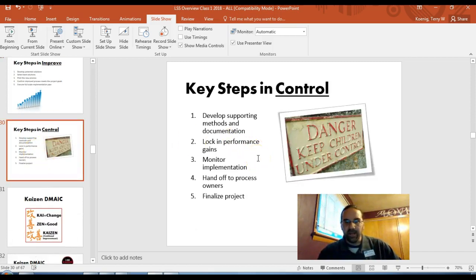When you do figure out what egg it is, control it. Develop support methods documentation. Try to lock it in. Maybe create a better check for it. And then you hand it off to the process owners, the operators, and finalize the project. Close it out. Have a party. Get some pizzas. It's always a good excuse to get pizzas.